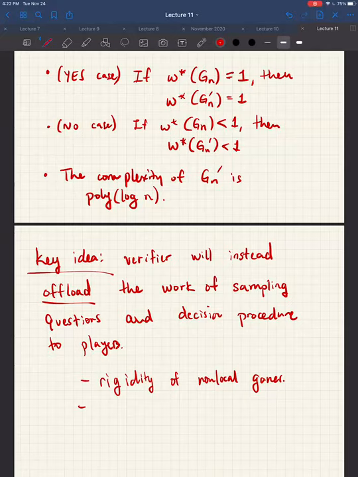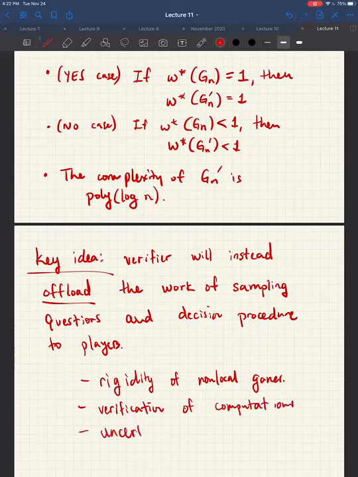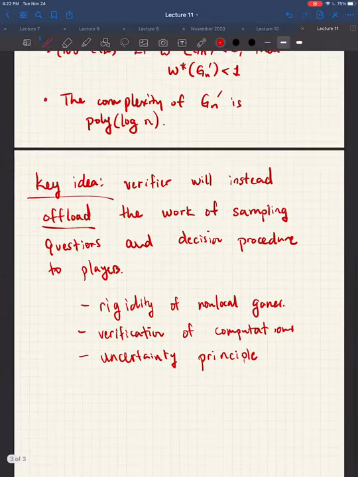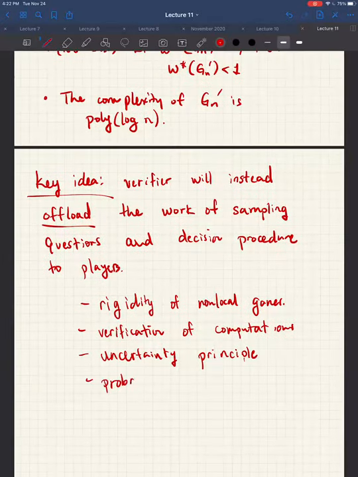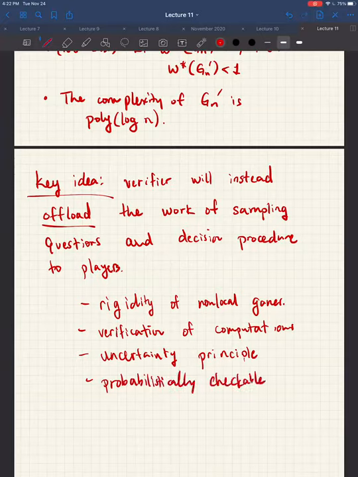It's going to use the uncertainty principle. And it's going to use PCPs, probabilistically checkable proofs. Not the quantum kind, because that's still a conjecture, but the classical kind, in fact. And these are the main ingredients that go into this compression.